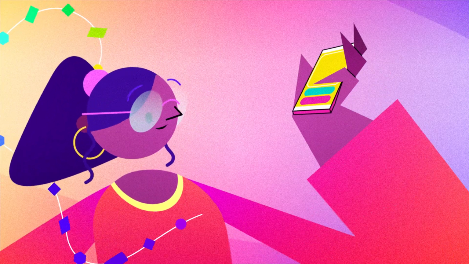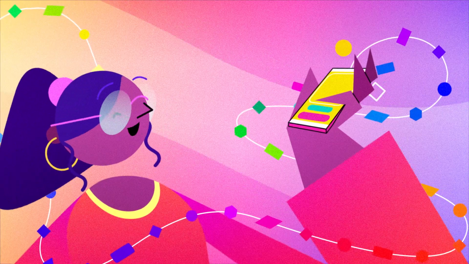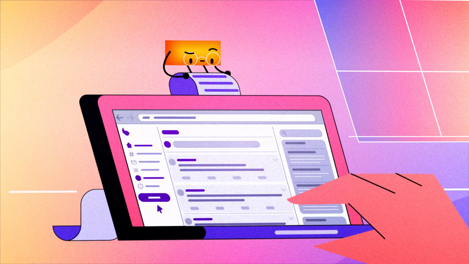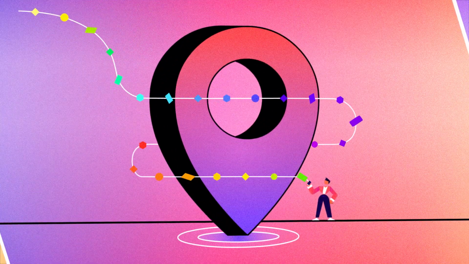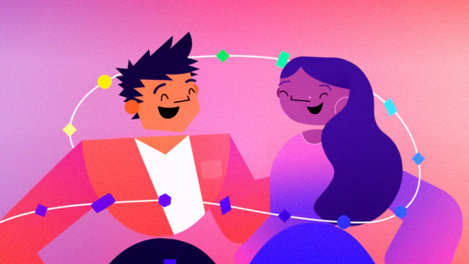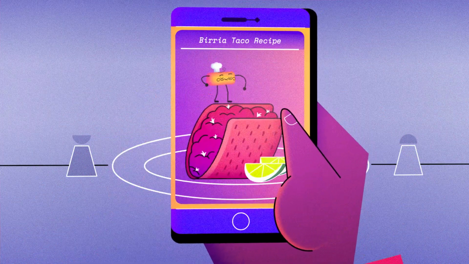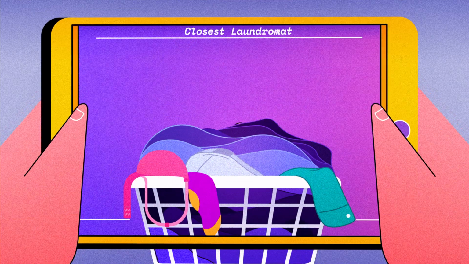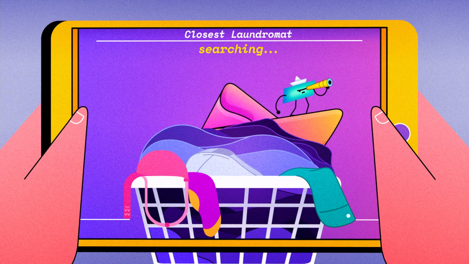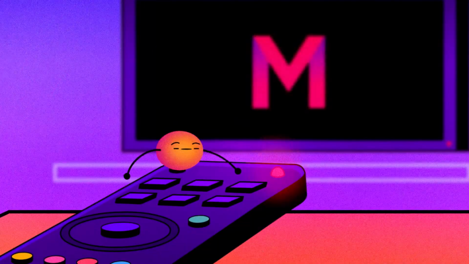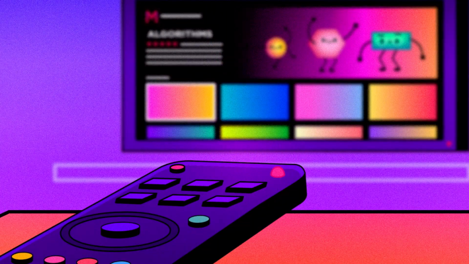Even when we don't realize it, algorithms are helping us make decisions, impacting the information we receive, the places we go, the connections we make, and the relationships we build. Why did you stumble across your new favorite birria taco recipe? How is it that you can find the closest laundromat when you need it the most in the blink of an eye? What can streaming services know about our tastes?